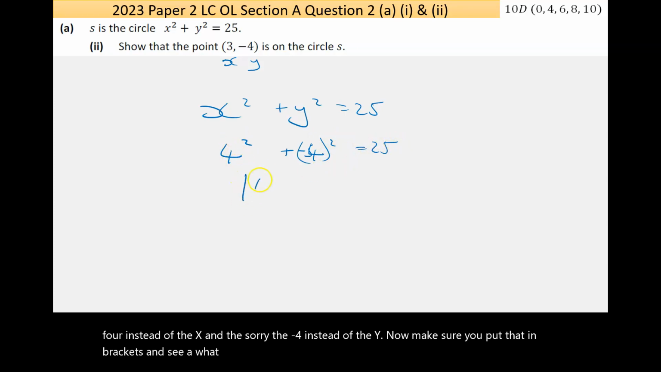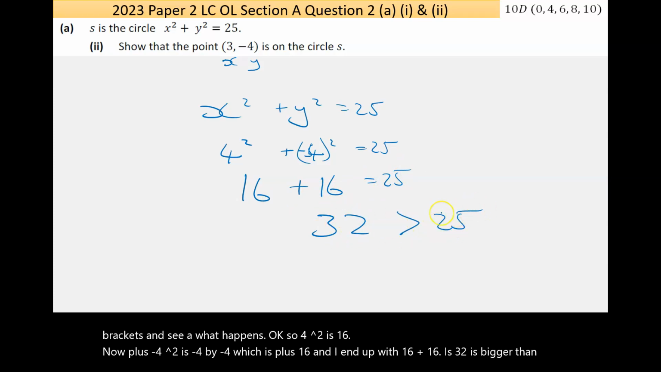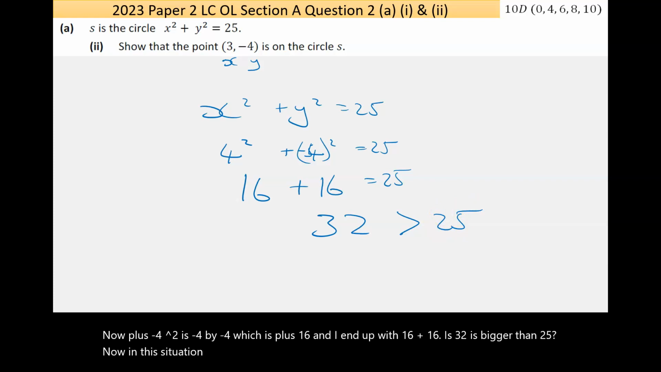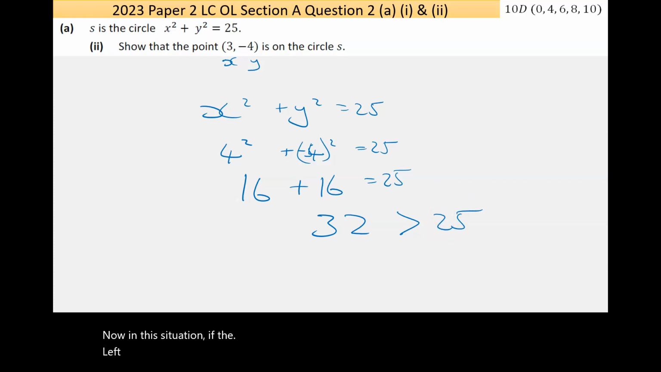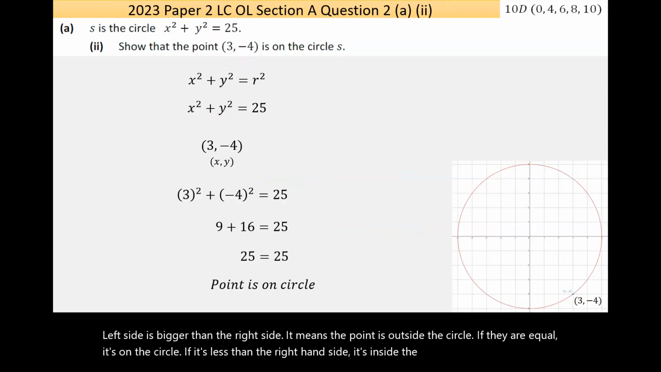So 4 squared is 16. Now plus negative 4 squared is negative 4 by negative 4, which is plus 16. And I end up with 16 plus 16 is 32, which is bigger than 25. Now, in this situation, if the left side is bigger than the right side, it means the point is outside the circle. If they are equal, it's on the circle. If it's less than the right-hand side, it's inside the circle. And that's what's happening here.